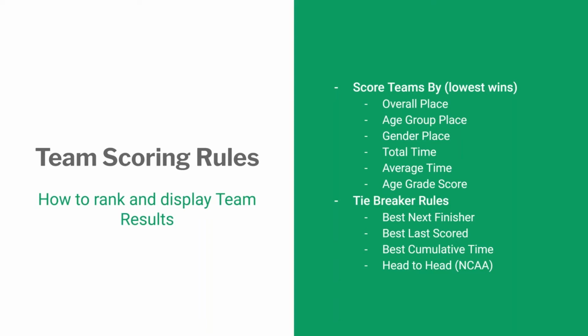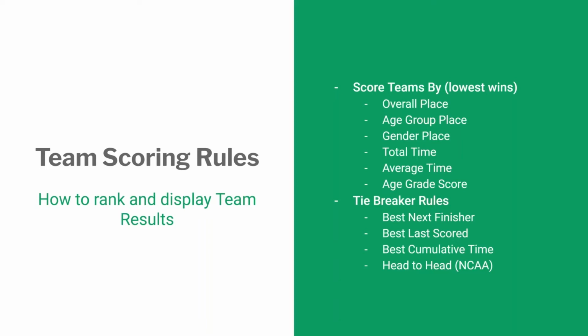You also have a few different options for the tiebreakers. So if 2 teams happen to tie, you can look at the next best finisher per team and compare them. Or you could compare the best last scored. So if it's through 5 members, you could say, okay, look at the 5th members, and between just those 2 participants, see which one did better.